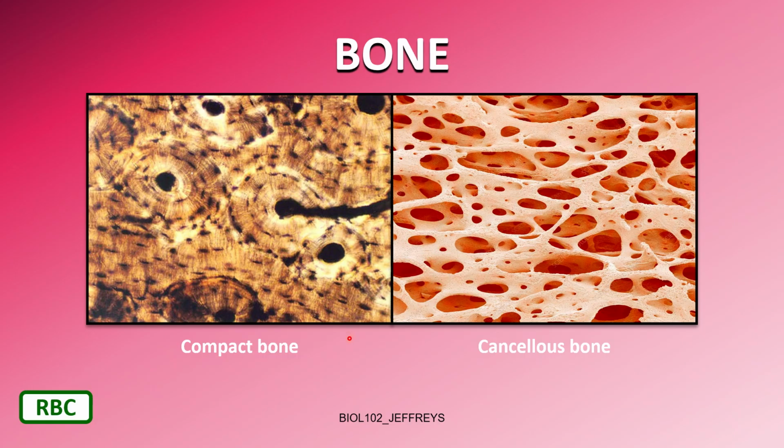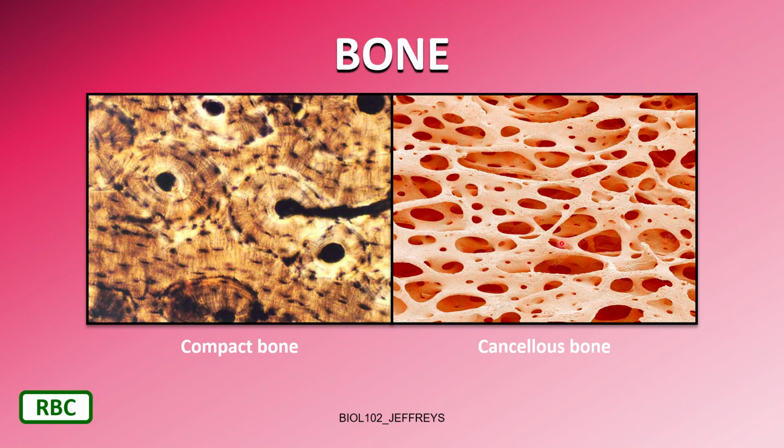So here we see the comparison. This is compact bone, Haversian canal. You can see these little dark spots. Those are your lacunae. And these little kind of scratch marks going across, those are canaliculi. And of course you can see the layers, the lamellae.